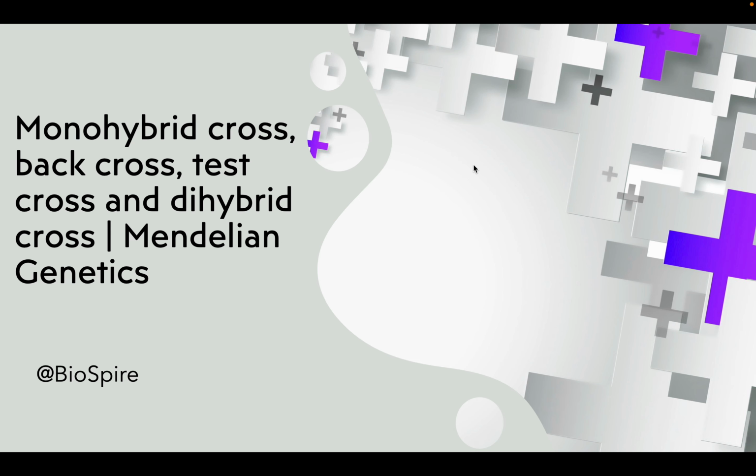Hi friends, in this video we are going to talk about Mendelian genetics and different crosses like monohybrid cross, back cross, test cross and dihybrid cross, which are used to check the parents' genotype, whether they are dominant, homozygous or heterozygous, like in the case of the test cross and back cross, to generate pure lines as well, and the difference between monohybrid and dihybrid cross.